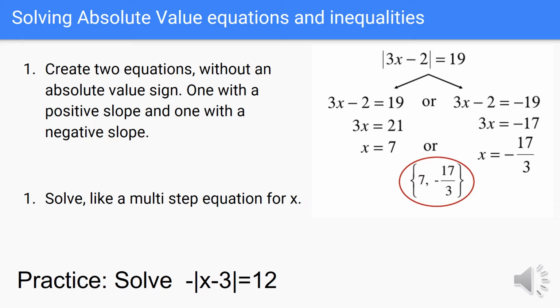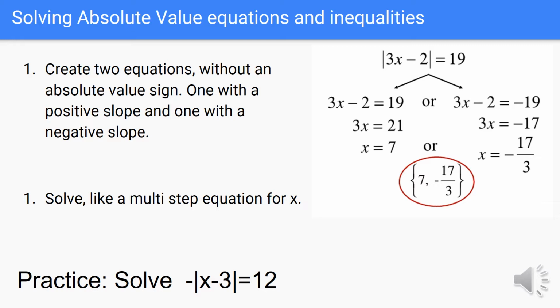This would be the same as, if you would prefer, you can do 3x minus 2 equals 19 and negative 3x plus 2 equals 19. And then continue to solve each one of them for x, and those would be your solutions.